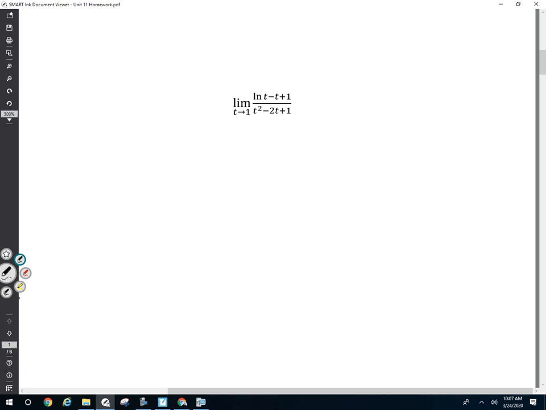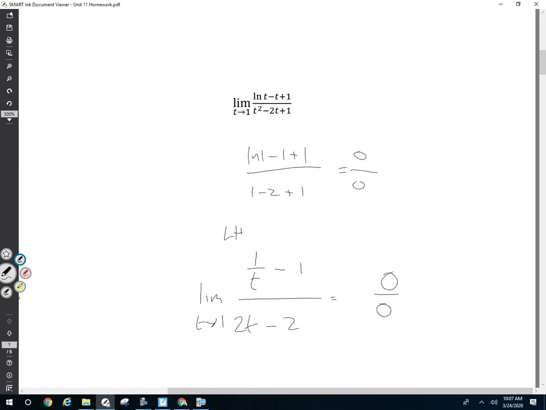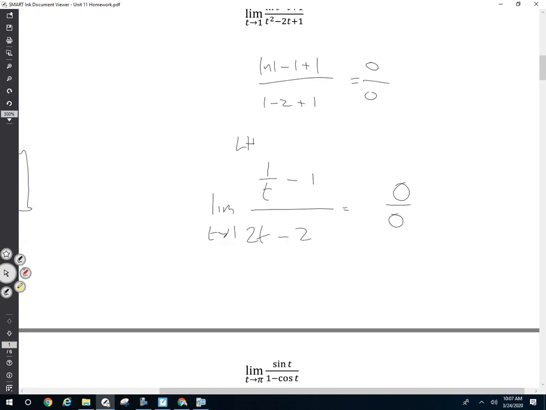Let's look at this one. I'll plug in 1. I get log 1 minus 1 plus 1. That's 0 minus 1 plus 1, so that's 0. Plug in 1, I get 1 minus 2 plus 1. That's going to be 0. So I'm ready to use L'Hopital's rule, which says take the derivative of the top and bottom separately. This is not the quotient rule. This is different. On the limit as t approaches 1, I get 0 over 0. Oh, got to use L'Hopital's rule again.